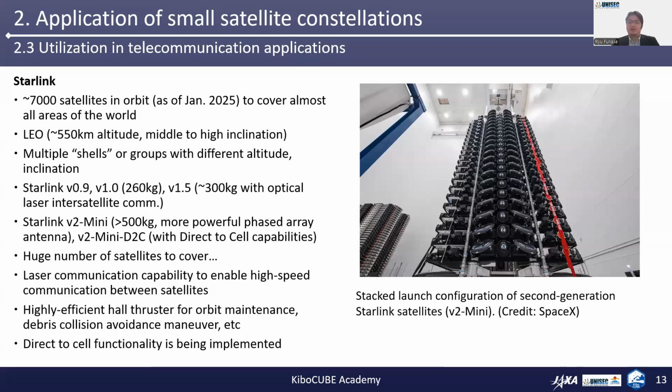Starlink consists of a large number of satellites, so it is important to launch them efficiently. As shown in the right figure, each satellite has a flat structure, and by stacking them vertically, the volume of space inside the rocket fairing can be fully utilized to achieve efficient launch costs.